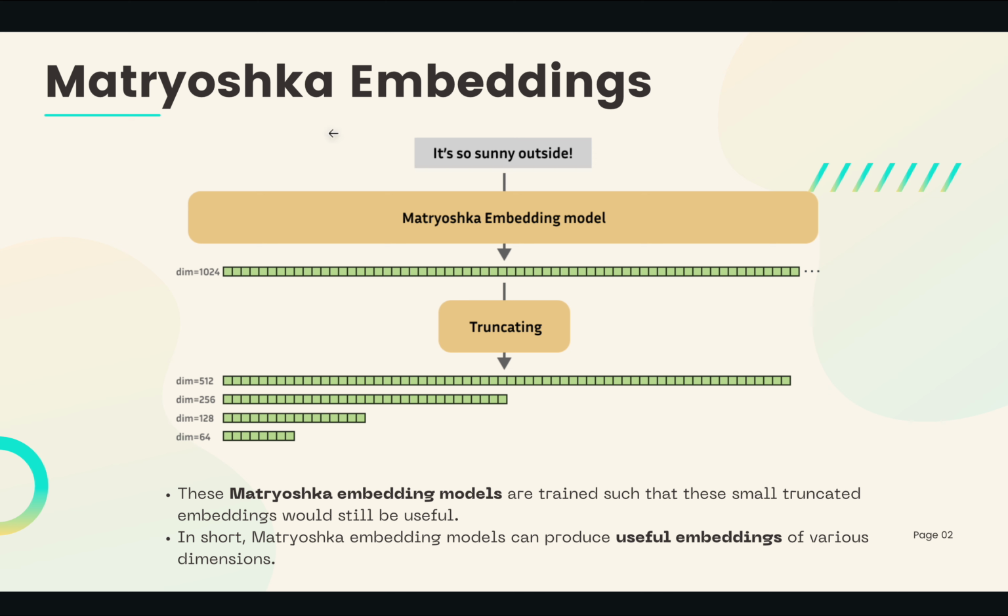We have one sentence, which results in one embedding, and we do a truncation step to have multiple embeddings for the same sentence. For example, resulting in 512, then 256, then 128, then 64. We might also have 32. These Matryoshka embeddings models are trained such that these small truncated embeddings would still be useful. So in short, through Matryoshka embeddings we are producing useful embeddings.